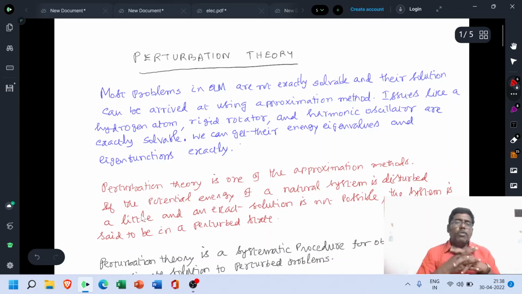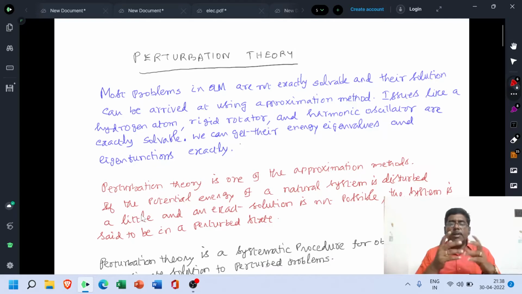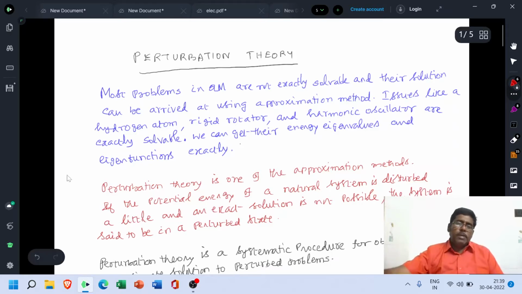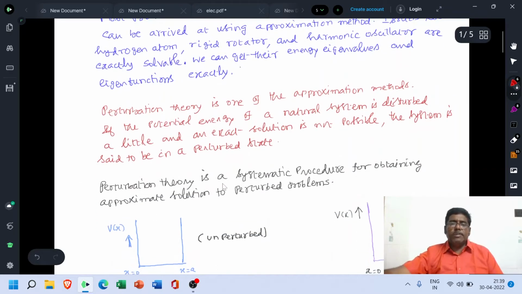In the previous presentation, we talked about perturbation theory. Problems like the hydrogen atom, rigid rotator, one-dimensional particle in a box, and harmonic oscillator are exactly solvable. By solving the Schrodinger equation, we can get the exact energy eigenvalues and eigenfunctions. But most problems in quantum mechanics are not exactly solvable, and their solutions can be arrived at using approximation methods. Perturbation theory is one of the approximation methods.